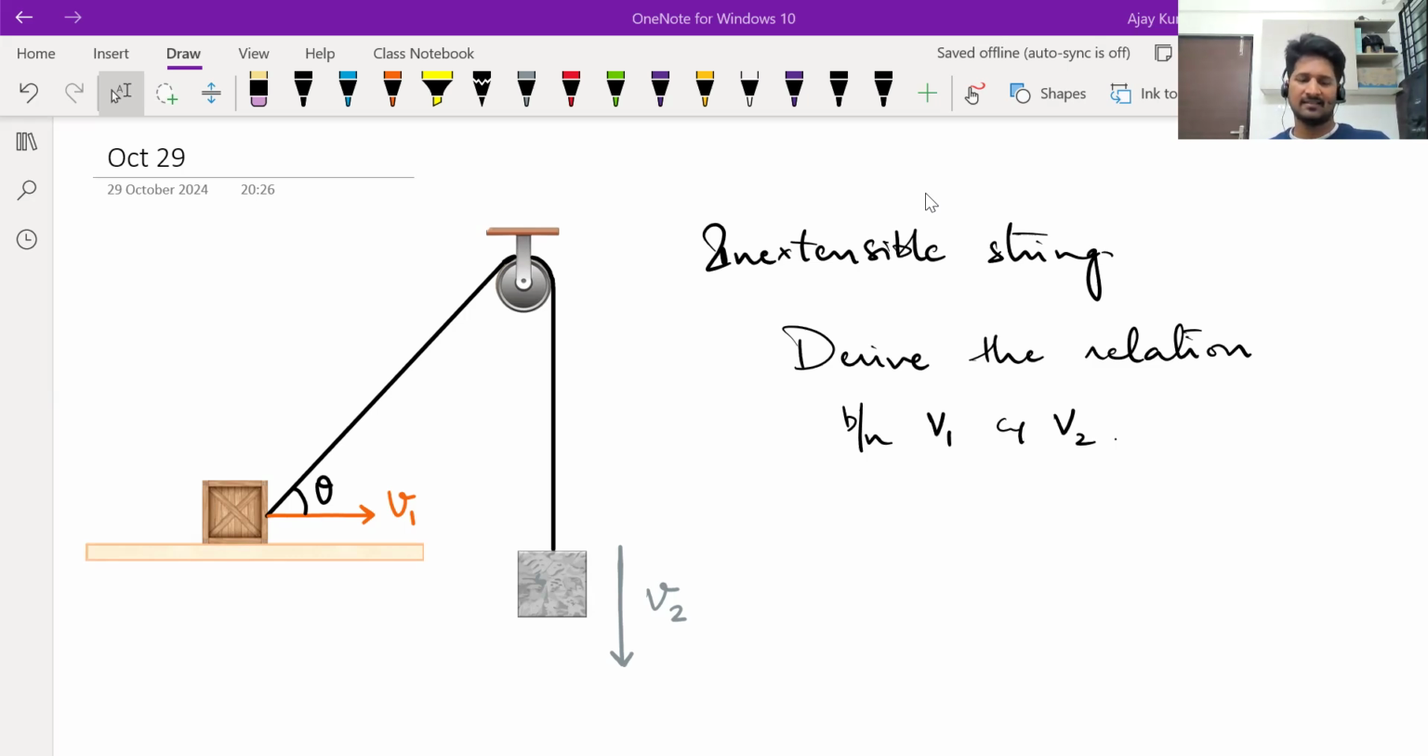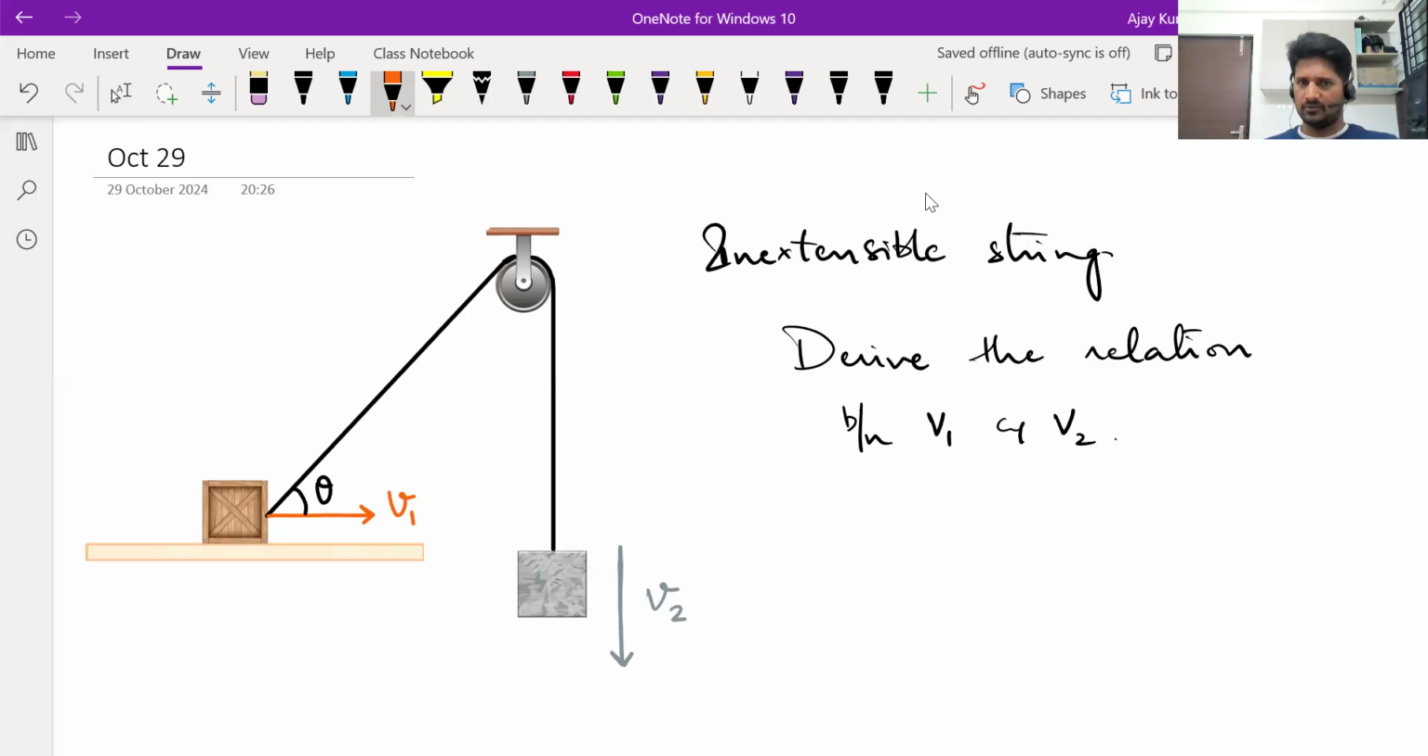So total work done. Good. That is one of the ideas we did use. Total work done by tension on the entire system is 0. Work done by internal forces is 0. We can make use of that.